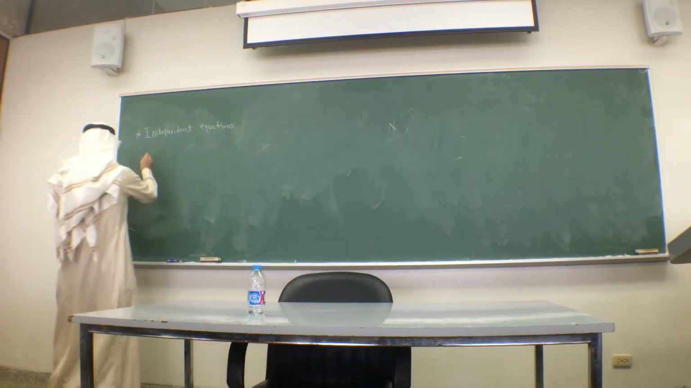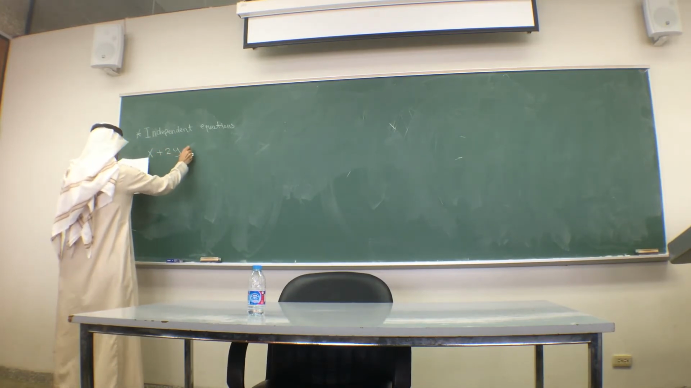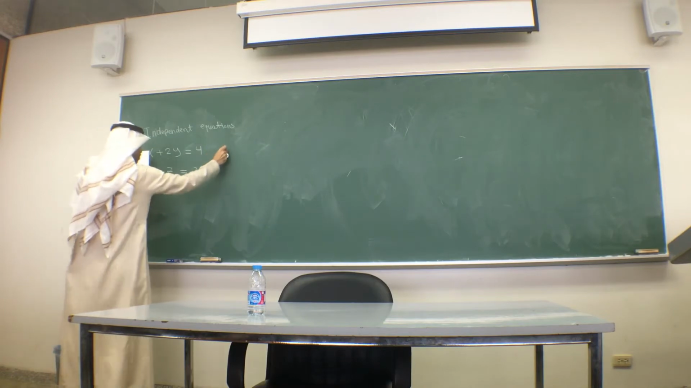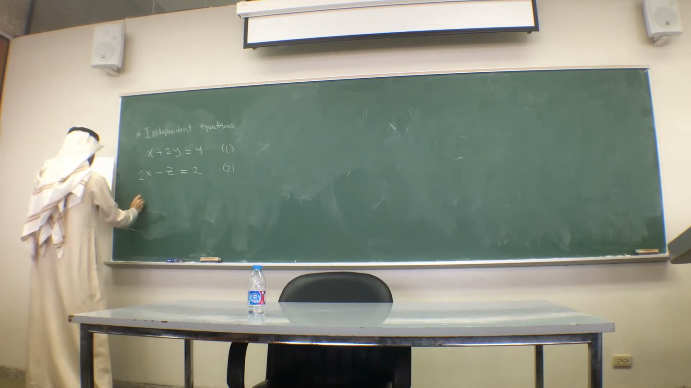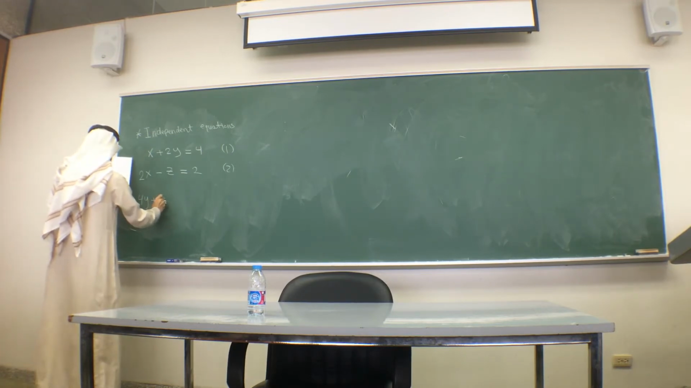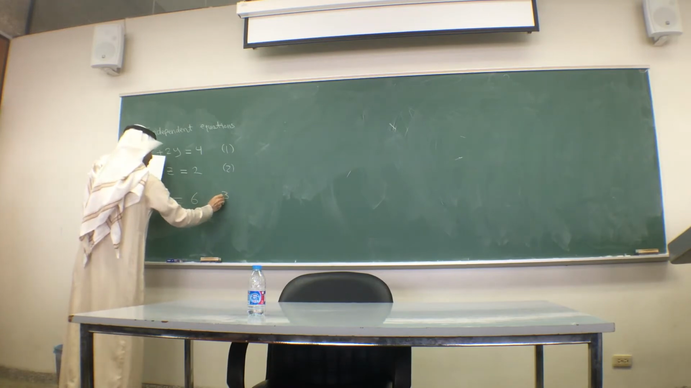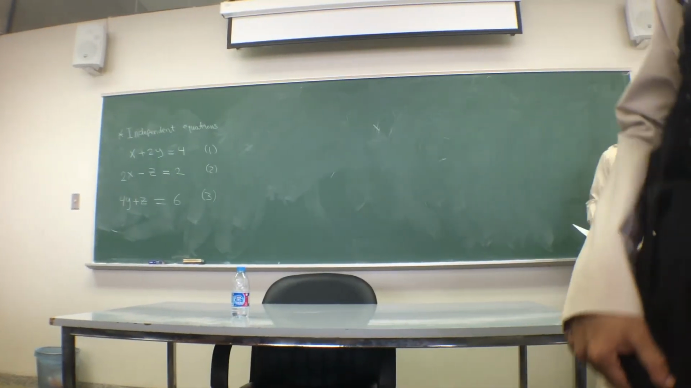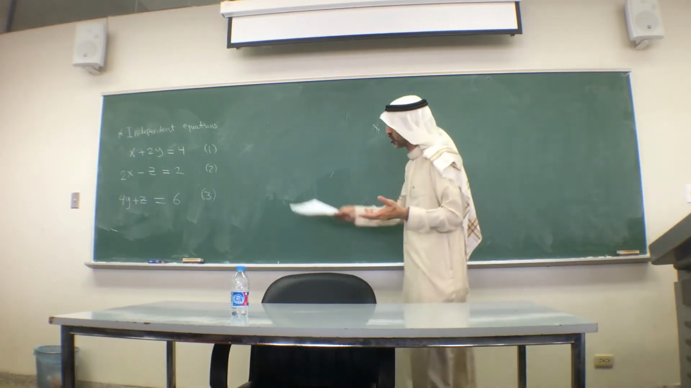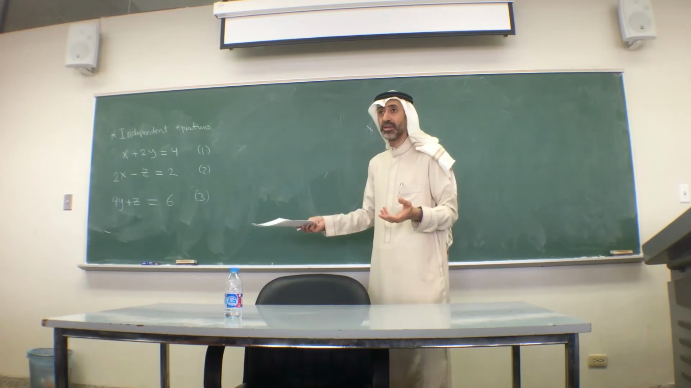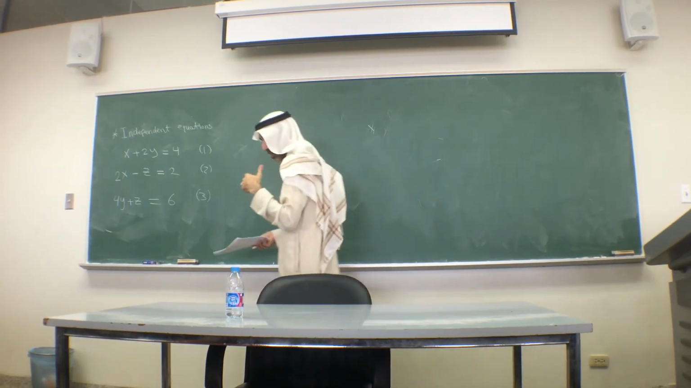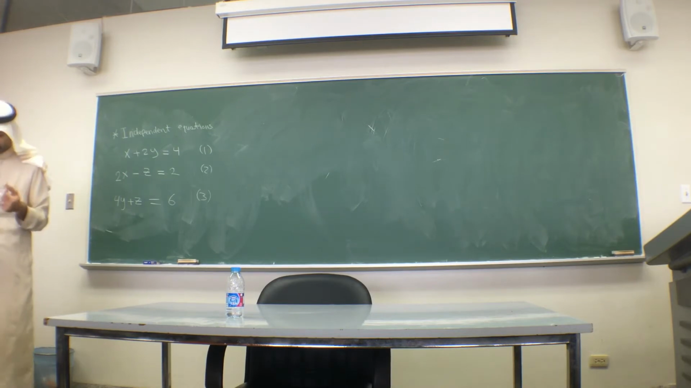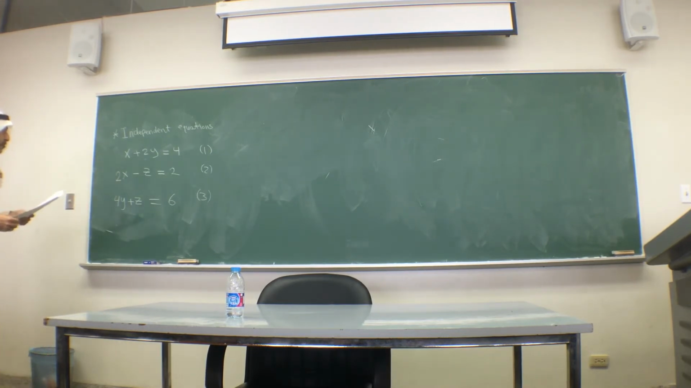Fine, let's see. If we have x plus 2y equals 4, 2x minus z equals, equation 1, equation 2, and we have 4y plus z equals 6. Always we say, if we have three unknowns, we need to solve it. In order to solve it, we need three equations. So now we have x, y, and z, and we have three equations. But again, we need three independent equations.